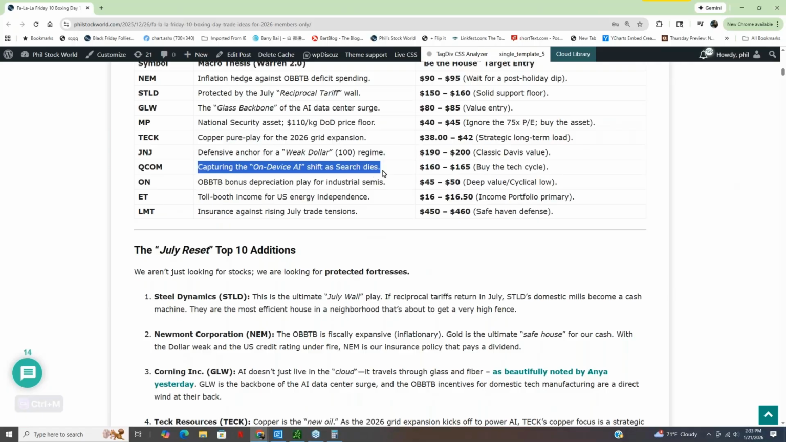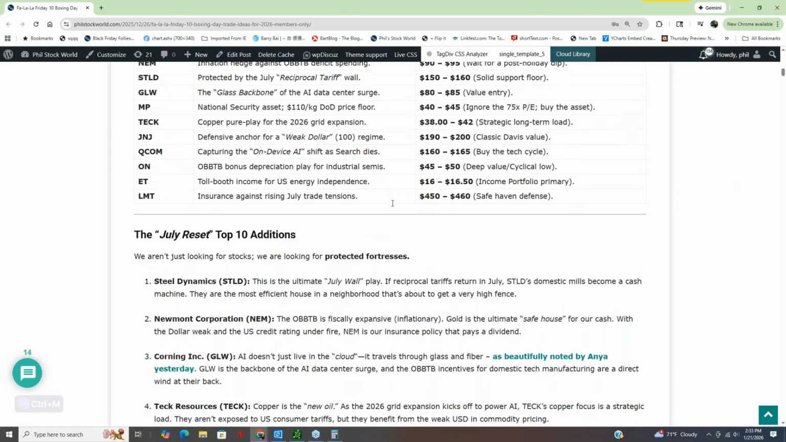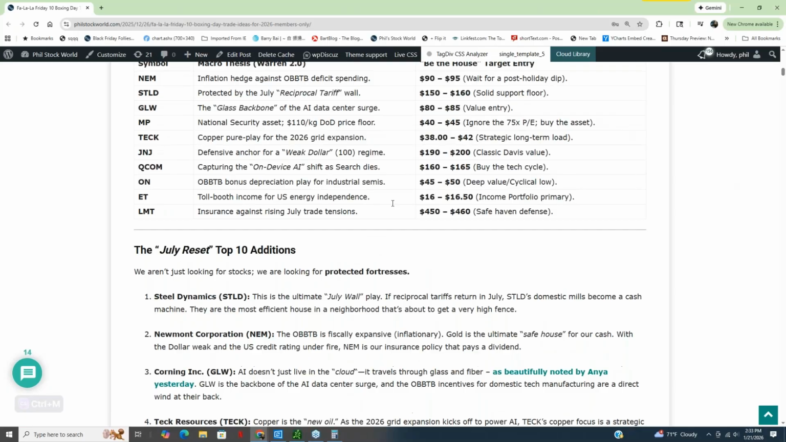QCOM, obviously I love QCOM, and if they did come to that price, we definitely want them. On semiconductors, we already have, and they took off. ET took off, and Lockheed Martin took off. But again, it's picks and picks and picks.